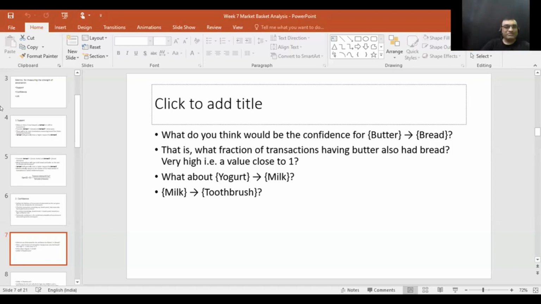Sir, it may vary from person to person highly because of the food habits. I mean, if I have yogurt, I generally do not buy milk and vice versa. Yeah, that's an interesting point. But if we buy yogurt, will we buy milk, or if you buy milk, will we buy yogurt? Yeah, either way. Then it would be high.